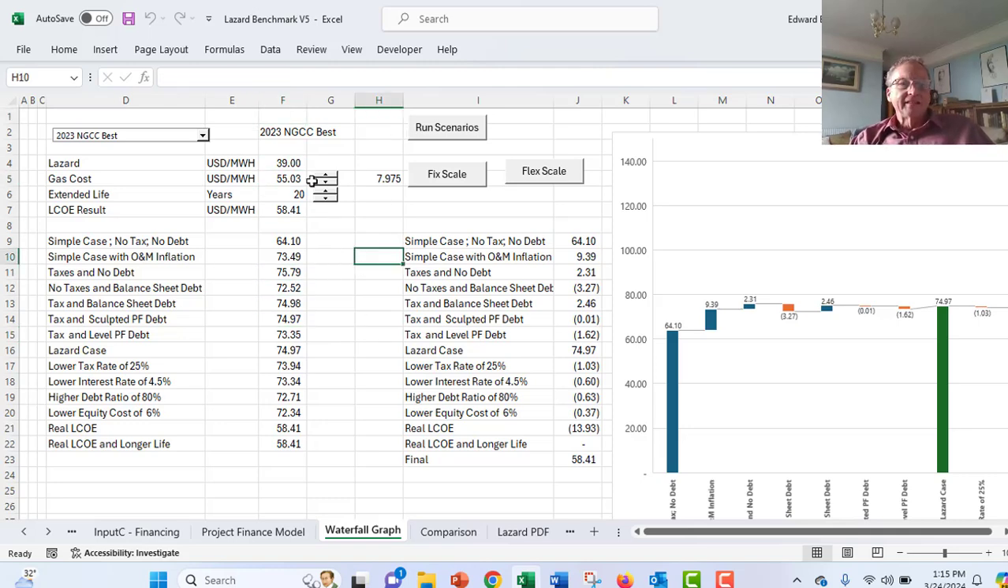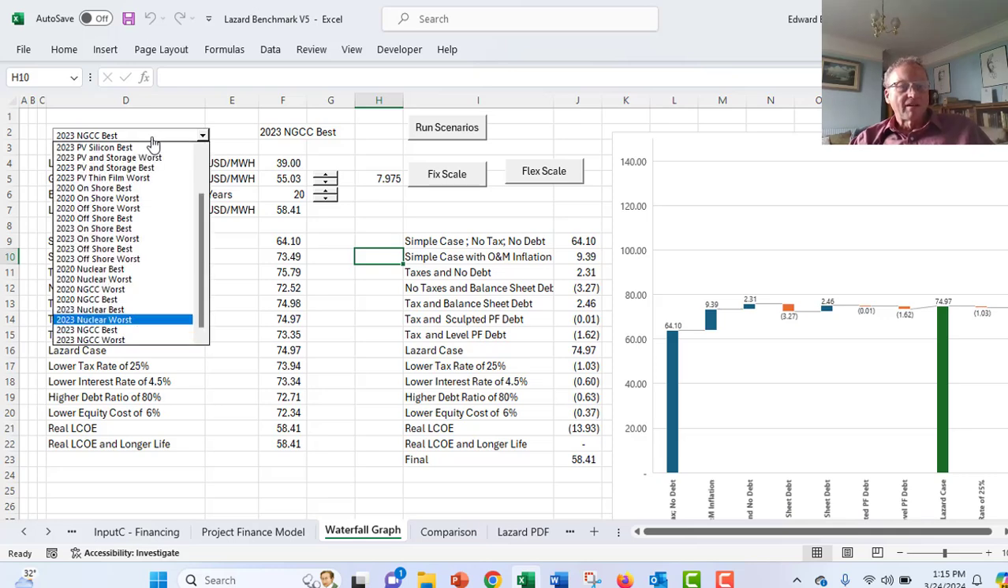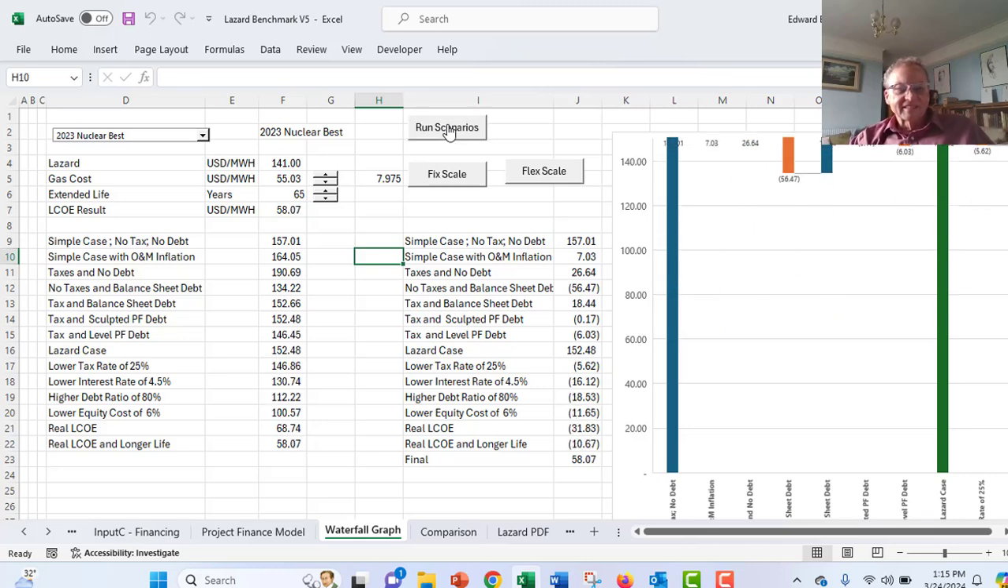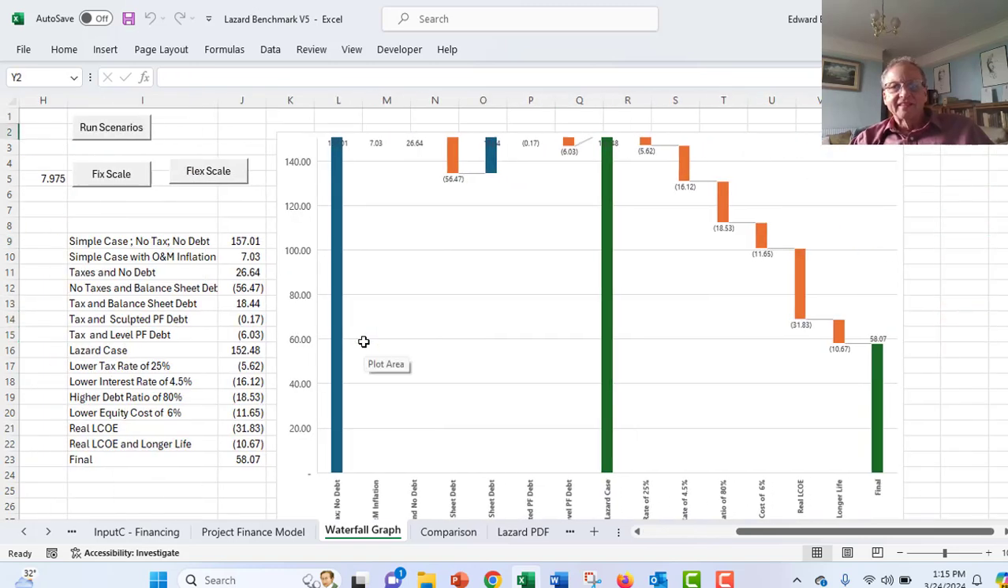All right, and then now if we run our nuclear, and we said that's the best case, and we just quickly change this, I put 65 years, some people use really 60 years probably, but we put these in, and then this is really kind of dramatic in that the nuclear is now competitive with an $8 US gas price.